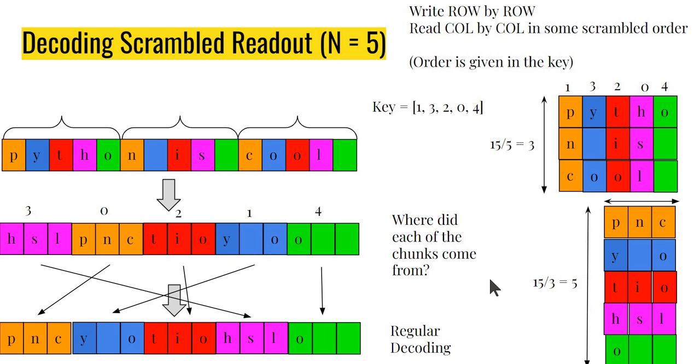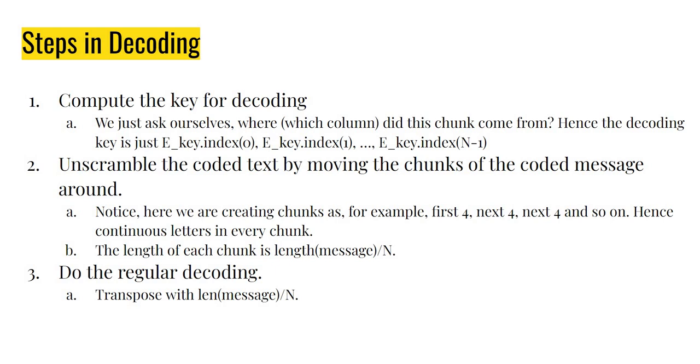Now, just to quantify and summarize this, let's look at the steps that we are following. Basically, there are 3 steps. Number 1, we compute the key for decoding, but this is not hard. In fact, all we ask ourselves is which column a particular chunk in the coded message came from, and hence the decoding key is basically e.key, the encoding key, e.key.index(0), index(1), and so on until index(n-1).